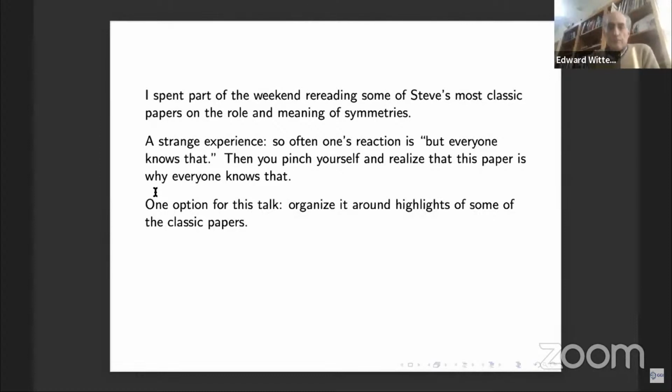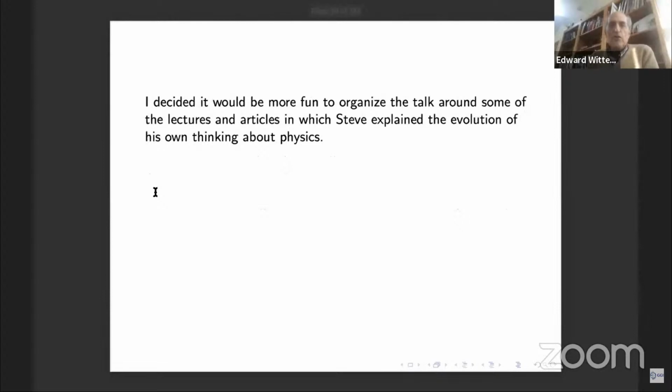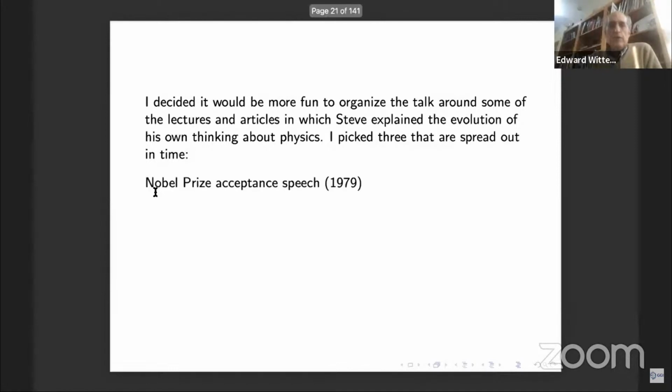One option for the talk was to organize it around highlights of some of the classic papers. But many of them are well known, and I suspected some of the most important would figure in other lectures this afternoon, or morning if you're on the East Coast of the US. So I decided it would be more fun to organize the talk around some of the lectures and articles in which Steve explained the evolution of his own thinking about physics. I picked three that were spread out in time. First was the Nobel Prize acceptance speech in 1979.